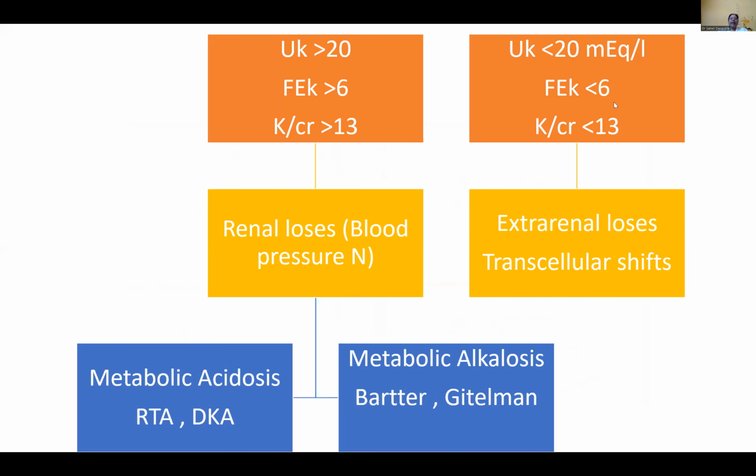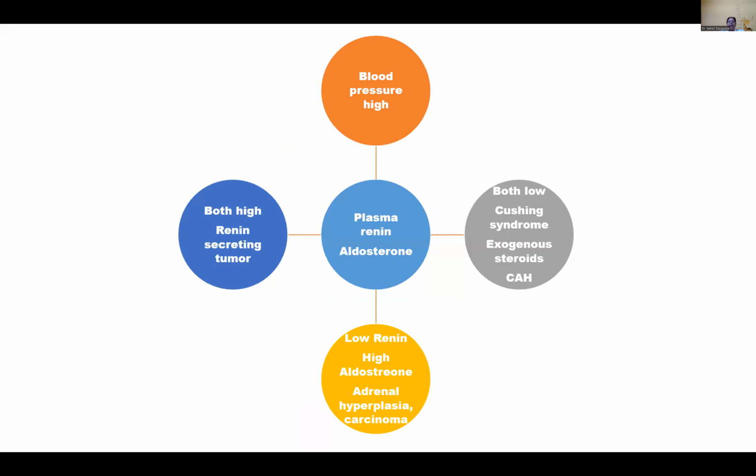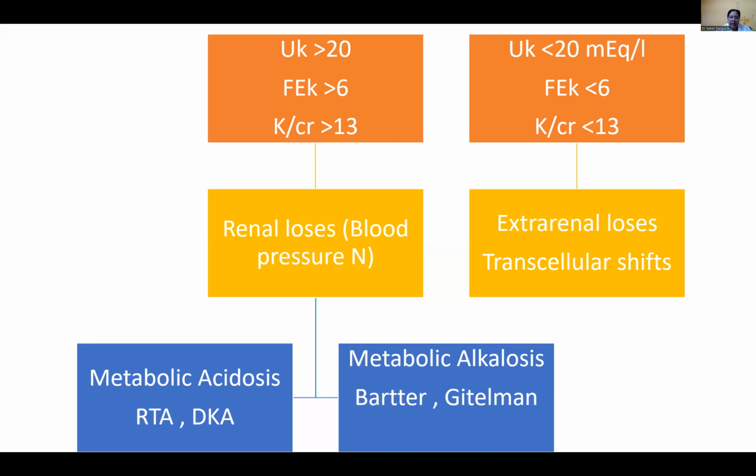Okay, so there is a very big algorithm for how we can diagnose whether it is renal causes or external causes. I'm just going through this. If the urine potassium is less than 20, the fractional excretion of potassium is less than 6, or the potassium creatinine ratio is less than 13, then external losses like diarrhea or transcellular shifts. And if the urine potassium is more than 20, fractional excretion of potassium is more than 6, then renal losses.